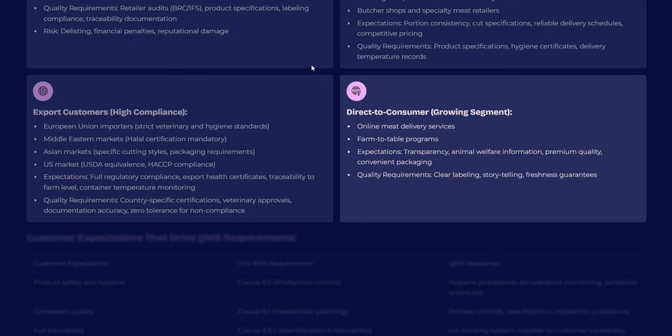Direct to consumer, which is a growing segment for our organization, includes online meat delivery services and farm to table programs. Their expectations here are transparency, animal welfare information, premium quality, and convenient packing. What are our quality requirements here? Clear labeling and storytelling and freshness guarantees.